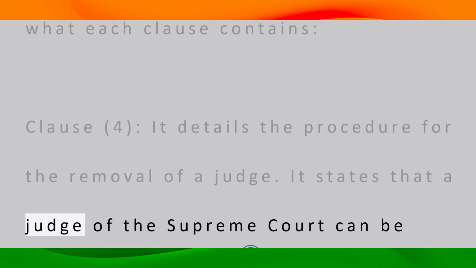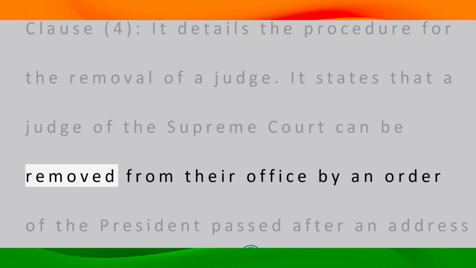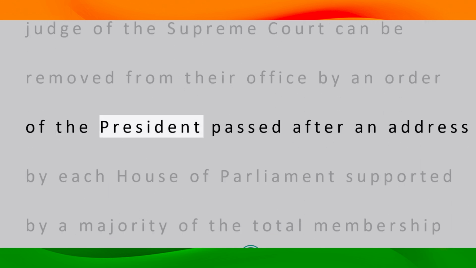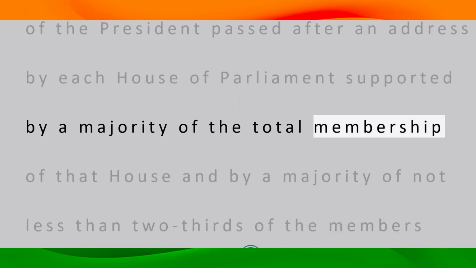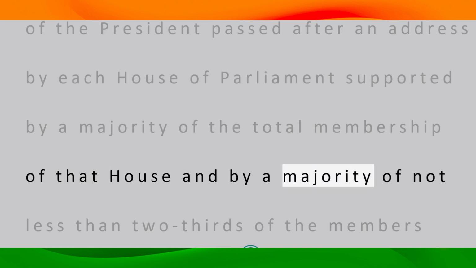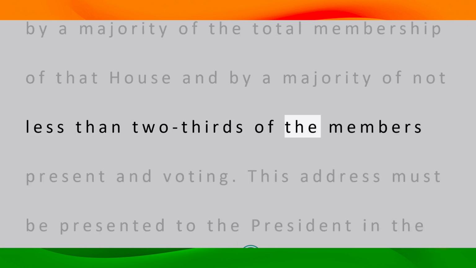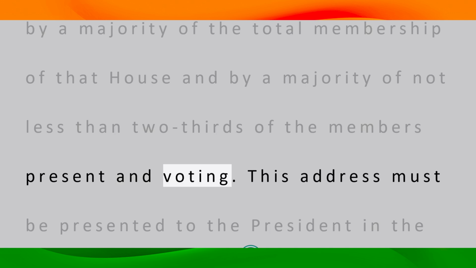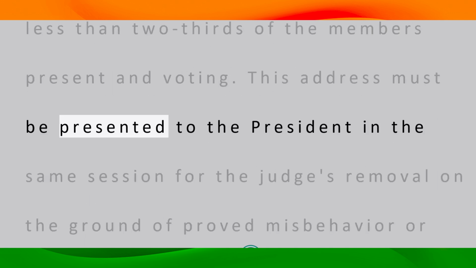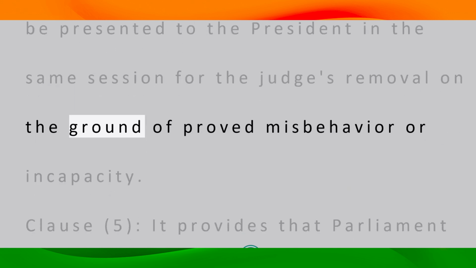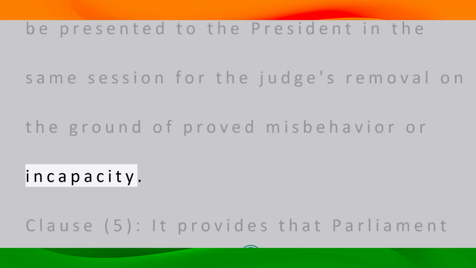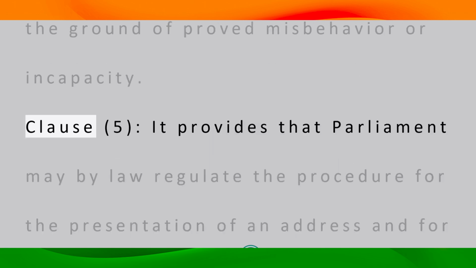It states that a judge of the Supreme Court can be removed from their office by an order of the President passed after an address by each House of Parliament supported by a majority of the total membership of that House and by a majority of not less than 2/3 of the members present and voting. This address must be presented to the President in the same session for the judge's removal on the ground of proved misbehavior or incapacity.